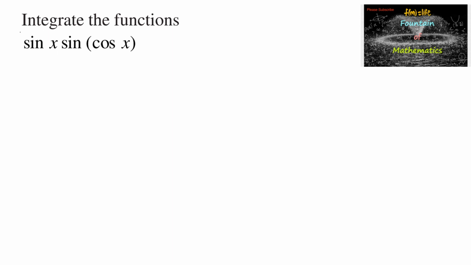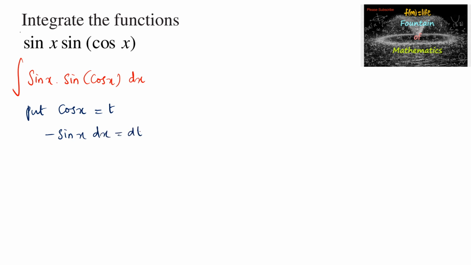Integrate the function sin x into sin of cos x. Let's write integral sin x into sin of cos x dx. And we know that the differentiation of cos x is minus sin x. So let us put cos x is equal to t, so that the differentiation of cos x is minus sin x dx is equal to dt, so that our sin x dx will be minus dt.